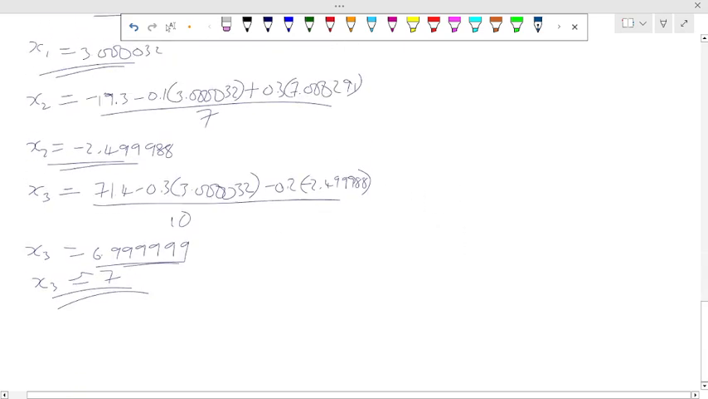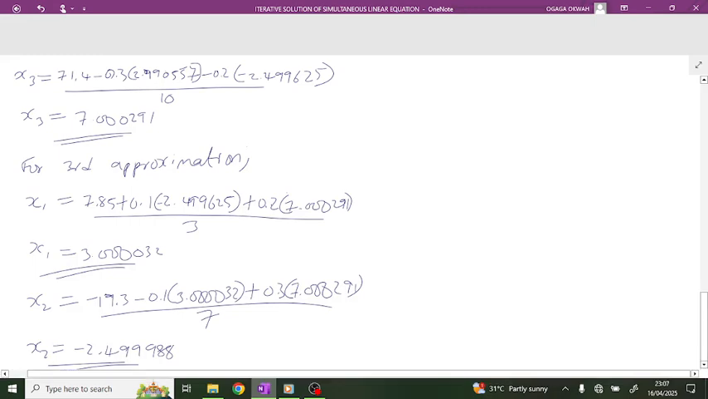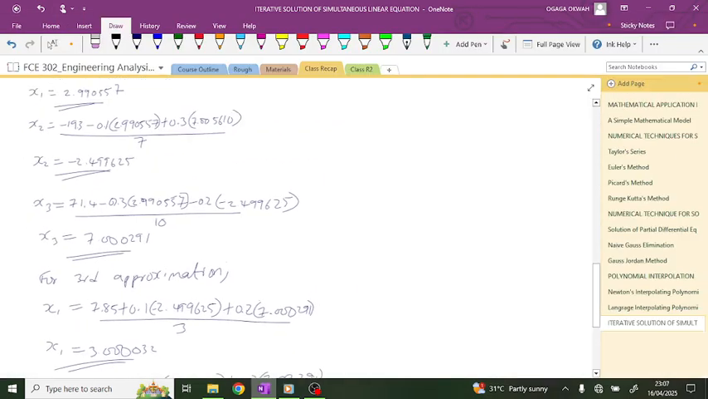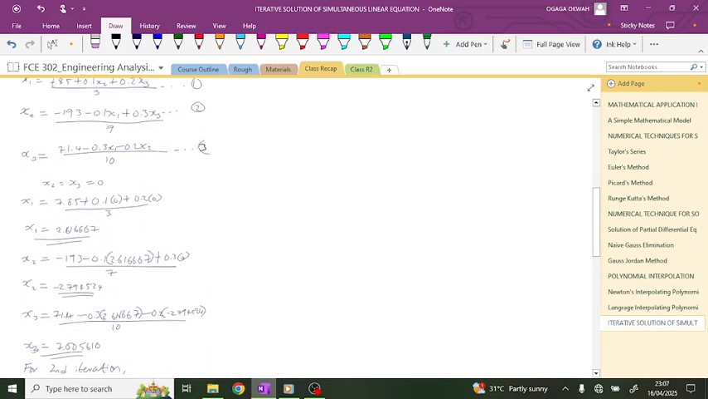So that's it for the iterative solution for simultaneous equations.